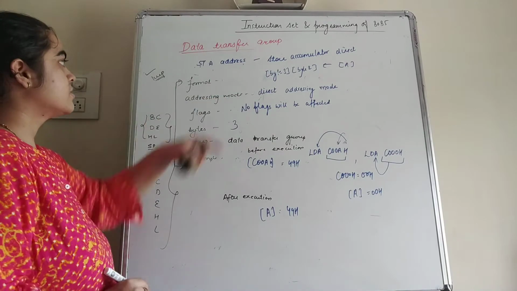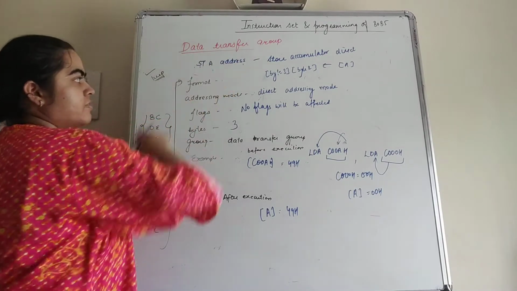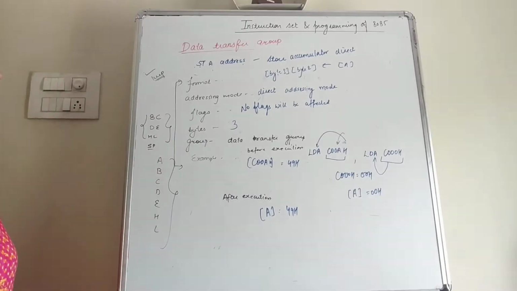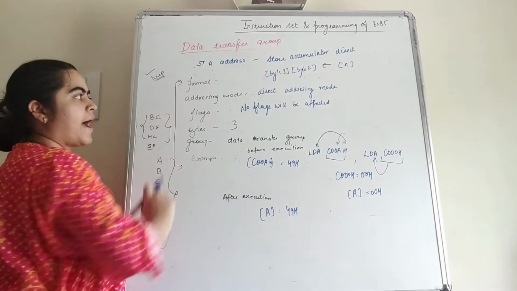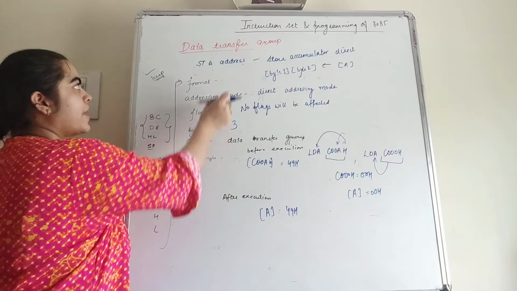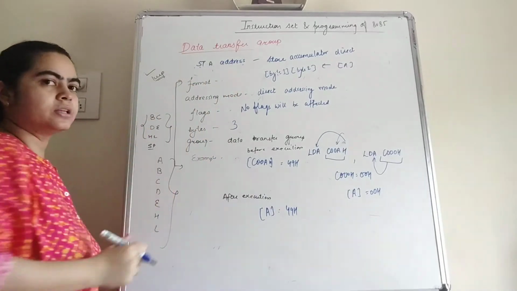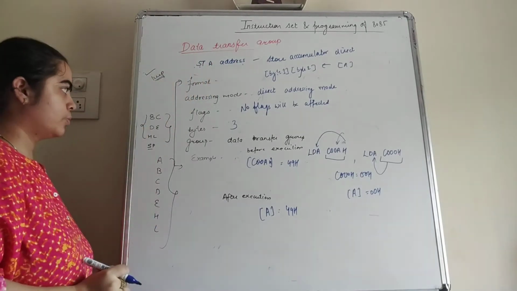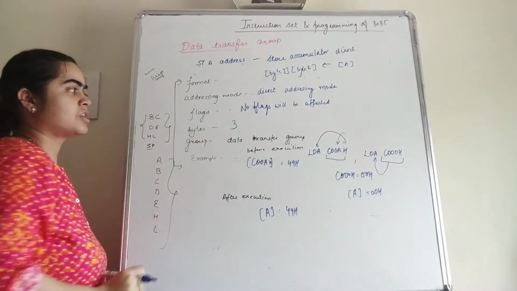Next is addressing mode. Again the address is given in the instruction, so the addressing mode is direct addressing mode. Flags, no flags will be affected. Bytes, 3 bytes: 2 bytes will be occupied by the address and 1 byte will be occupied by STA, that is the opcode. Group is the data transfer group.